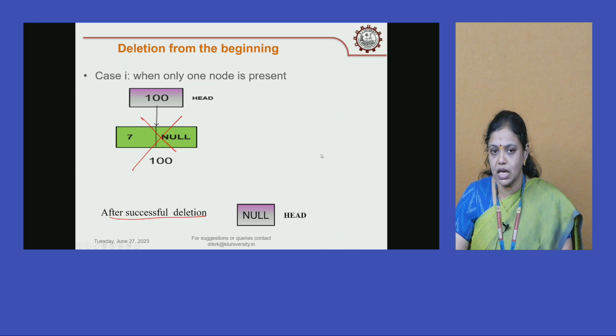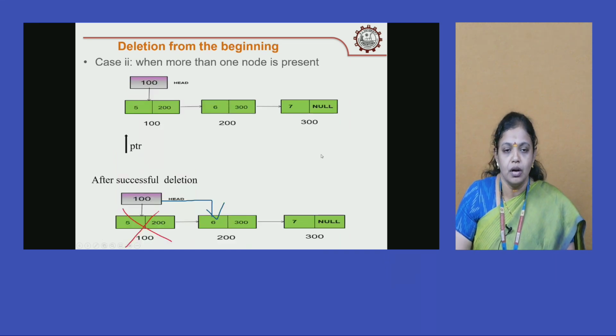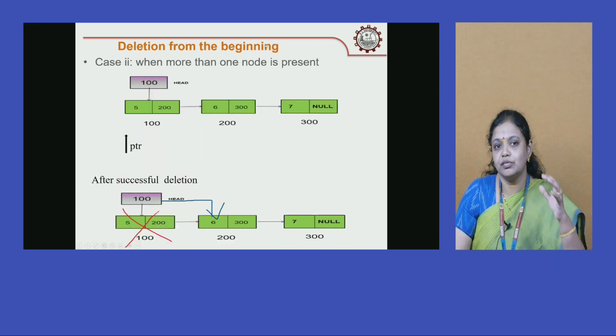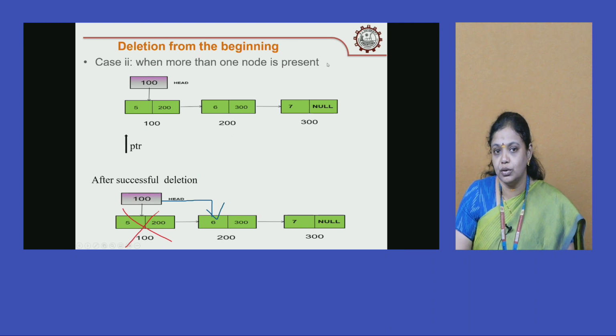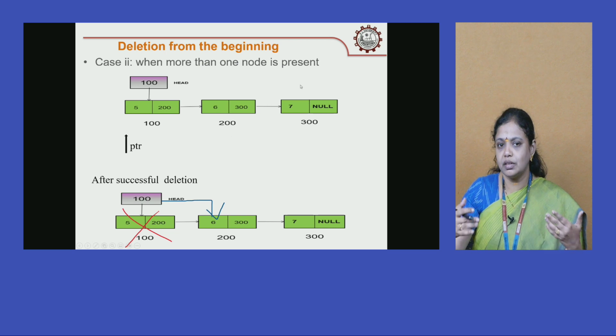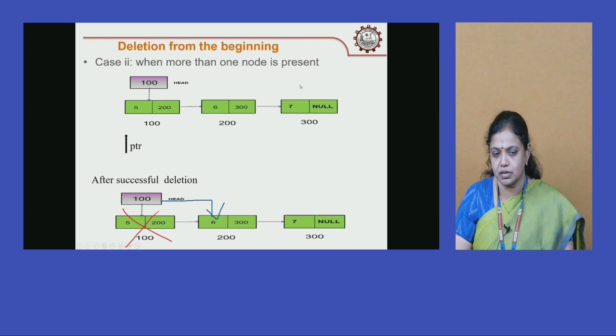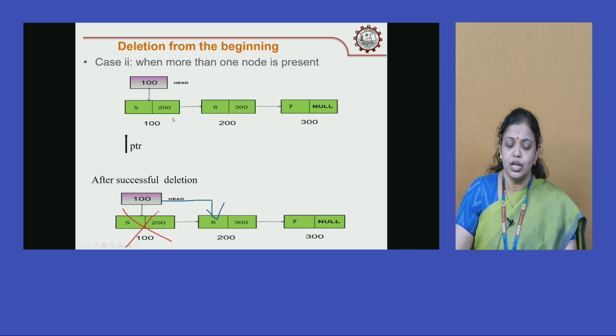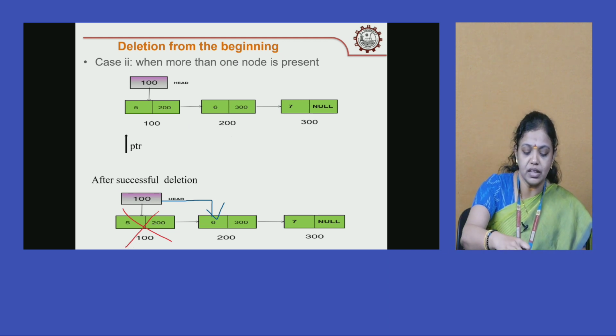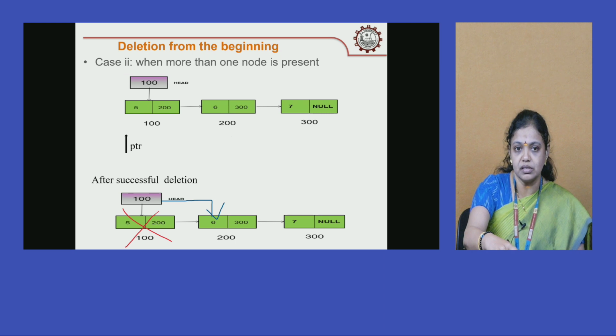Suppose this is not the case. Why only one node? Okay, let us think. Deletion from the beginning when more than one node is present. I don't know whether it is 3, 4 or 5, but there are some nodes present. So now what happens here? Generally speaking, when I want to delete this, I see that head of next is not equal to null.